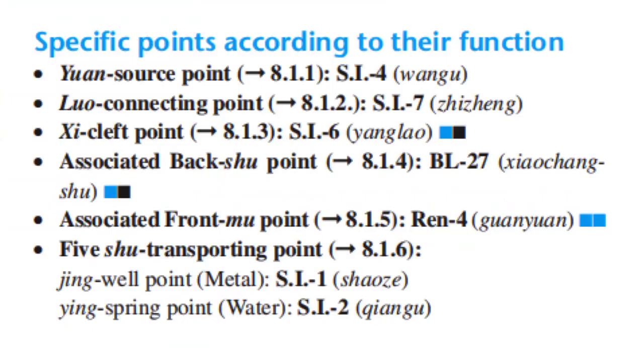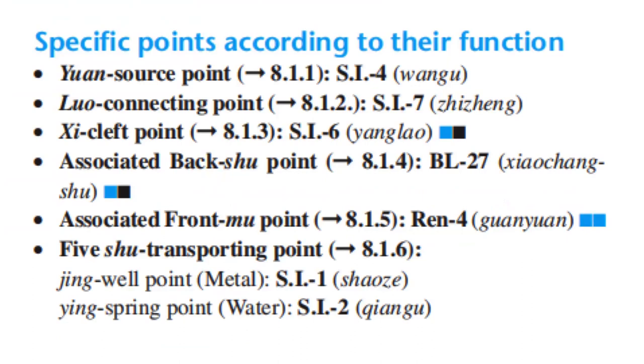Specific points according to their function. Yuan source point is SI4. Luo connecting point is SI7. Xi cleft point SI6. Associated back shu point, bladder 27. Associated front mu point, Ren 4.